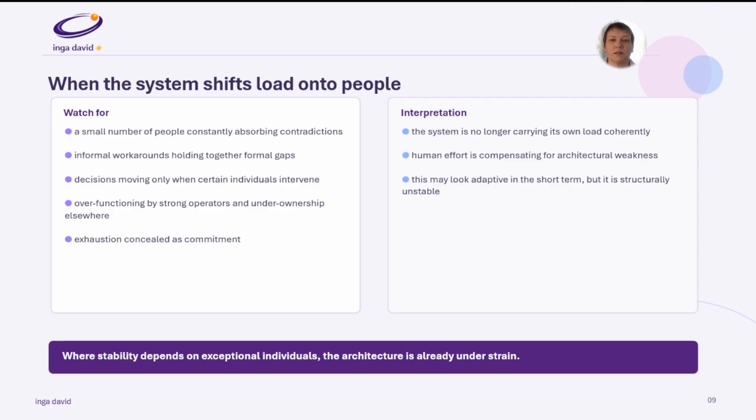Interpretation. The system is no longer carrying its own load coherently. Human effort is compensating for architectural weakness. This may look adaptive in the short term, but it is structurally unstable. Where stability depends on exceptional individuals, the architecture is already under strain.